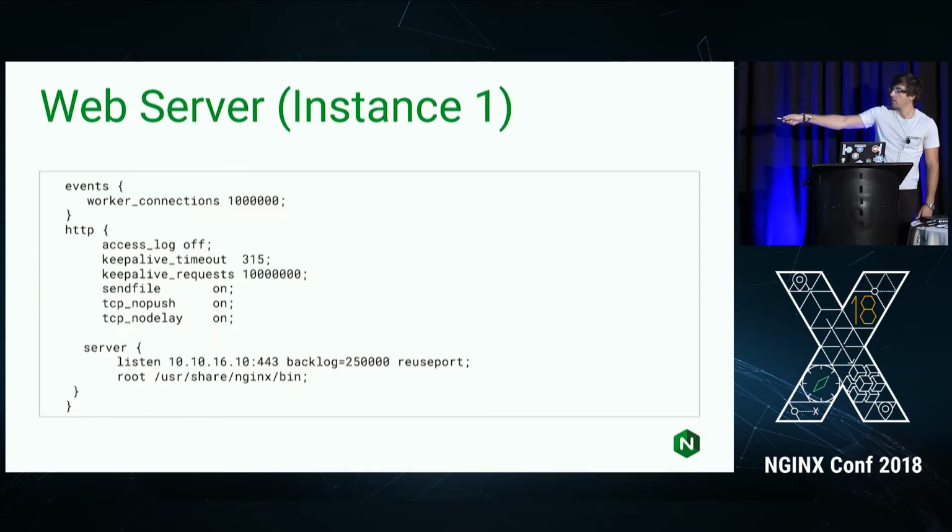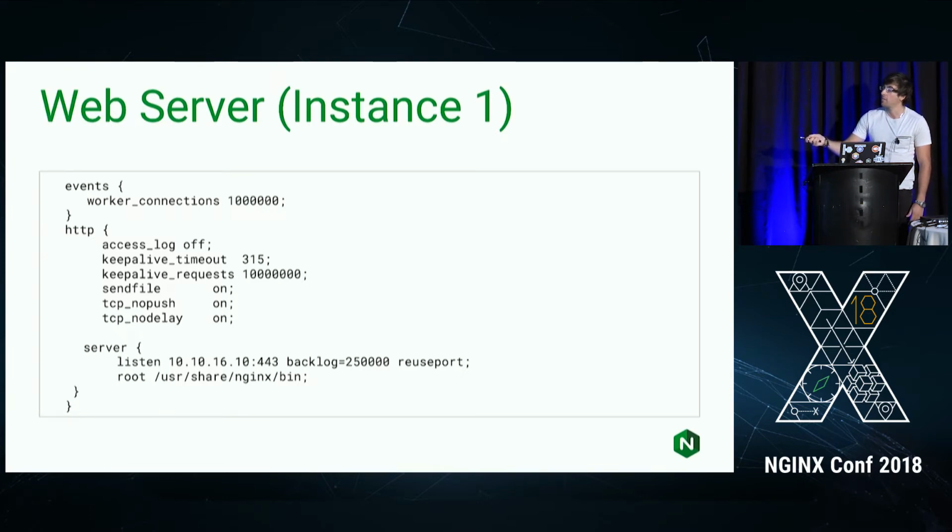Sendfile on tells NGINX to copy data between file descriptors at the kernel level. So if you have a file descriptor at a socket, and then you have a file descriptor from an application, it will copy it at the kernel level. So it's faster.